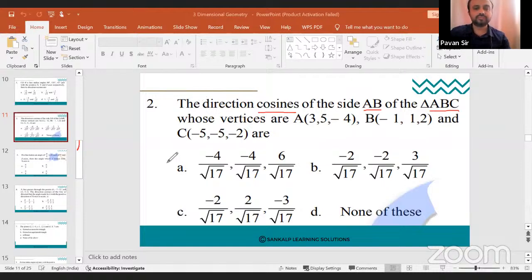Direction cosines. Just now we learned the word. Just now we learned about the direction cosines. What is direction cosine? Fast. Find the first, I will give the hint. Find the direction ratios of the side AB. Try to get the answer fast.